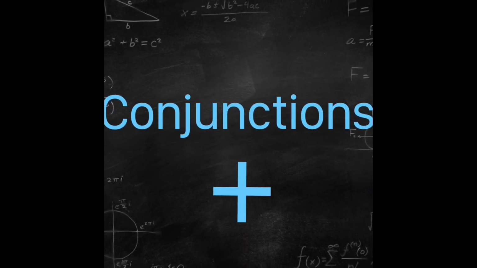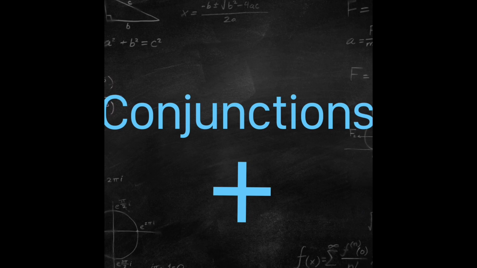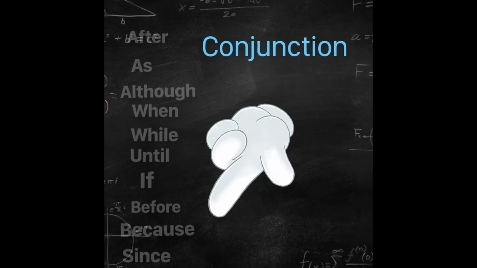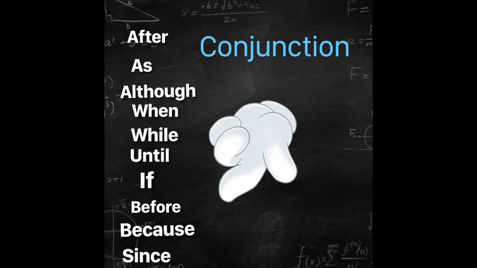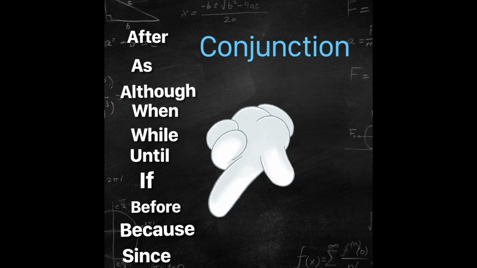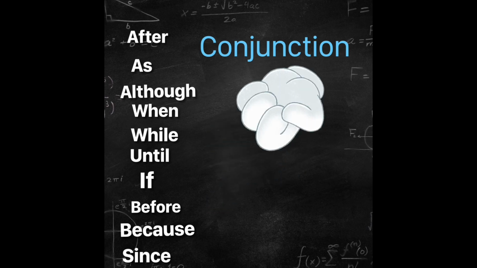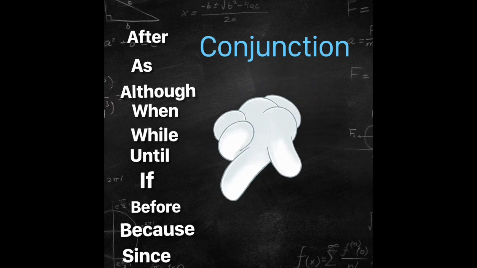As I told you earlier, these clauses are joined together by conjunctions. Different conjunctions are used to show different relationships between the independent and the dependent clause. So in short, conjunctions are nothing but the connecting words. Have a look at these conjunctions. After, as, although, when, why, until, if, before, because, since.